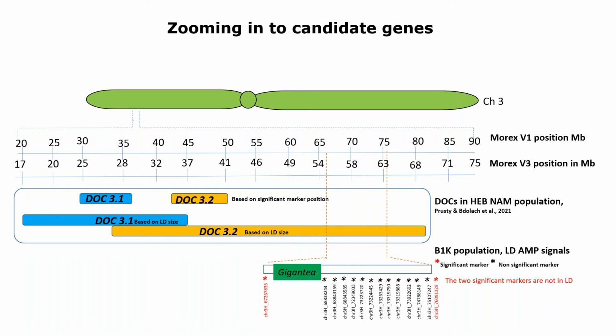So for the same trait which we used in the Hebb panel, the same phenotype, we tried to repeat it for the B1K panel. And here we see, because the B1K panel has a low LD, the hits that we found here are very small compared to the Hebb. Whatever significant markers came here, we found two significant markers within this region, and we expect the marker is so close to the Gigantea gene, which is already known to be a clock gene and has a role in the circadian clock.